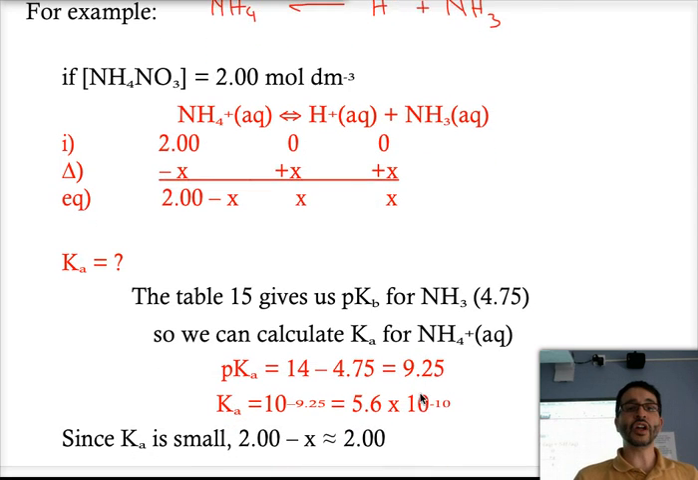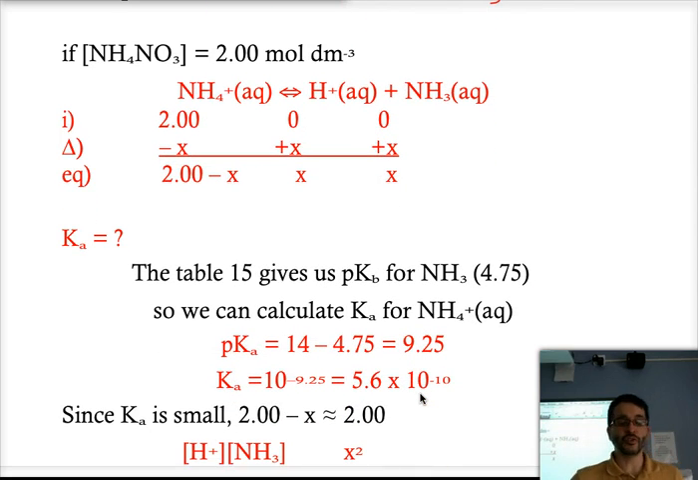Now, in order to solve this problem, we need to know what the value of Ka is. The value of Ka is not given to us, unfortunately, on table 15. We look for it all over the place and we don't find it. But what we can find is the value of pKb for ammonia. And you will recall that pKa plus pKb equals 14 for a conjugate pair.